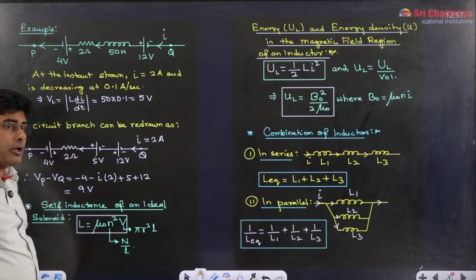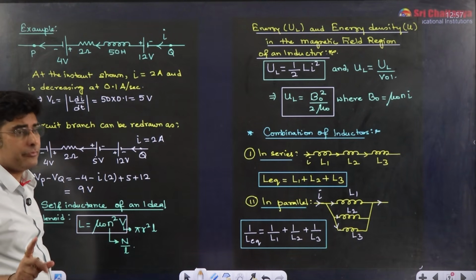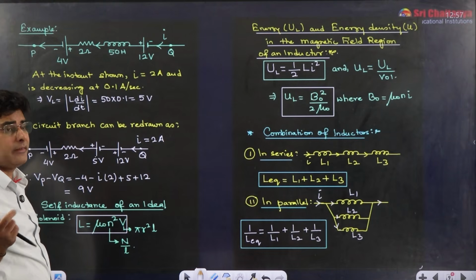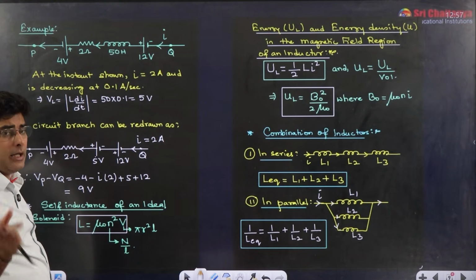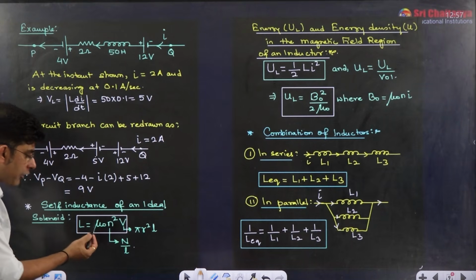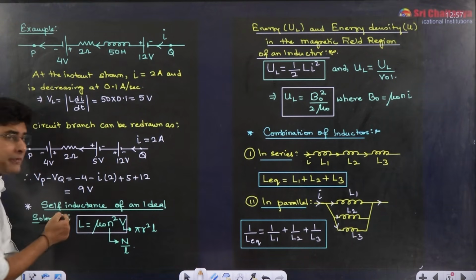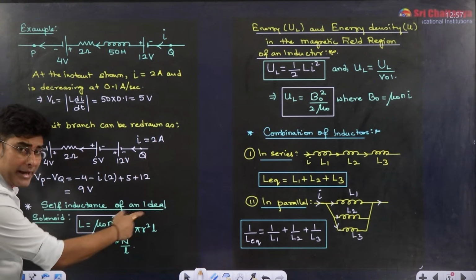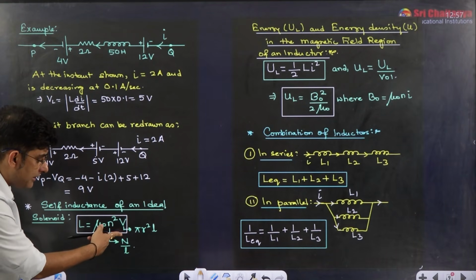Self-inductance of an ideal solenoid. When you use the concept of finding flux, total flux due to a solenoid is NBA, and putting the value of B as mu naught small n I, you get the self-inductance formula as mu naught n square V, where V is the volume of the solenoid, pi r square times length, and small n is the number of turns per unit length.